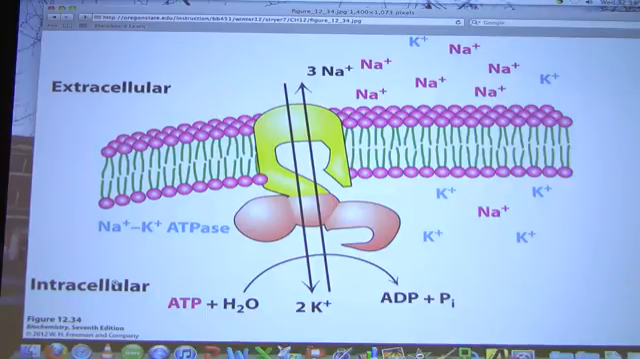This is active transport because, again, we're moving things against a concentration gradient. In this case, the sodium is in lower concentration on the inside than it is on the outside. We're moving it against that gradient. And potassium is higher on the inside than it is on the outside, and moving it against that concentration gradient. So in this case, we're moving both things against the concentration gradient.